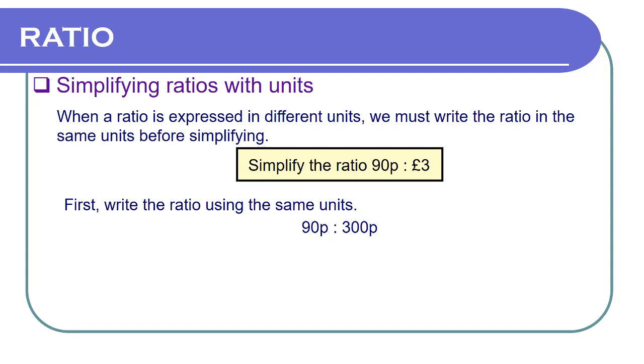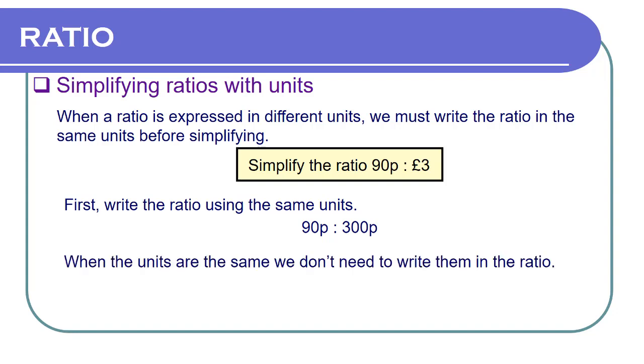After the units are equal, then you need to simplify the ratio by dividing by the GCF of the two numbers. So you need to divide by 30, so you get 3 to 10.